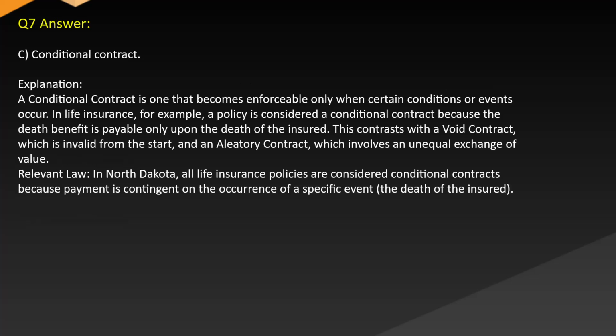Answer: C. Conditional contract. Explanation: a conditional contract is one that becomes enforceable only when certain conditions or events occur. In life insurance, for example, a policy is considered a conditional contract because the death benefit is payable only upon the death of the insured. This contrasts with a void contract, which is invalid from the start, and an aleatory contract, which involves an unequal exchange of value. Relevant law: in North Dakota, all life insurance policies are considered conditional contracts because payment is contingent on the occurrence of a specific event, the death of the insured.